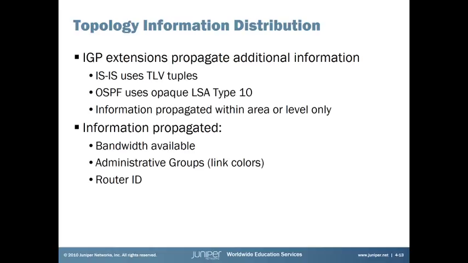This information is propagated within an area or level. So OSPF uses areas, ISIS uses levels. So the same concept. An ISIS level is the same concept as an OSPF area. Okay, so what information are we actually distributing? We're distributing the bandwidth available, administrative groups, the link colors, and the router ID.